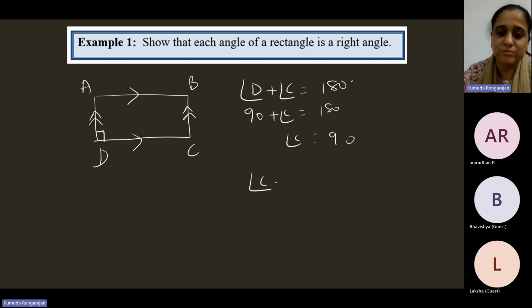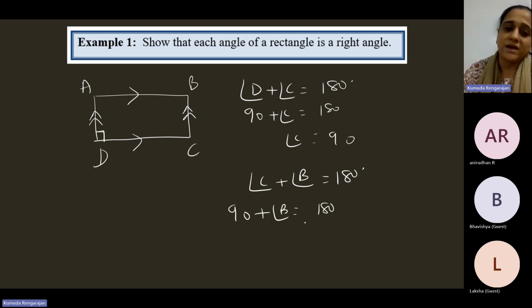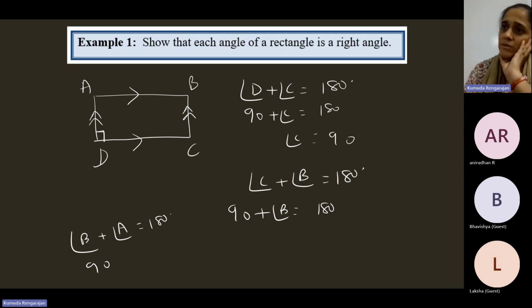Then again, C plus B is equal to 180. Adjacent angles are supplementary. So 90 plus angle B is equal to 180, so angle B is 90. Again, B plus A is equal to 180. B we found is 90, so 90 plus A is 180. Like this also, just by using the adjacent angle property, adjacent angles are supplementary, you can do it.